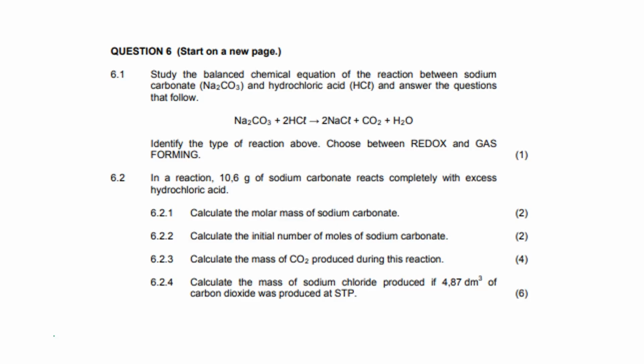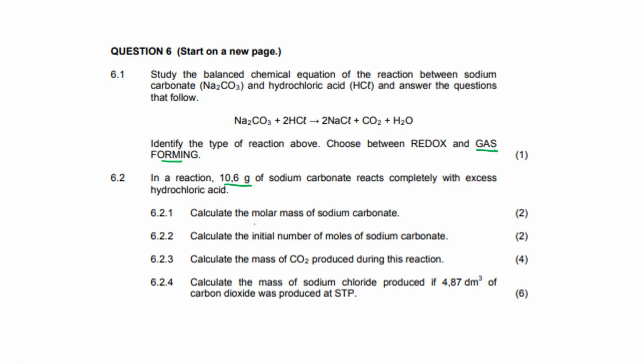Question 6.1: they give us a balanced chemical equation of the reaction between sodium carbonate and hydrochloric acid. So nice and balanced here. They ask us to identify the type of reaction above. So this is a gas forming reaction. In a reaction, 10.6 grams of sodium carbonate reacts completely with excess hydrochloric acid.